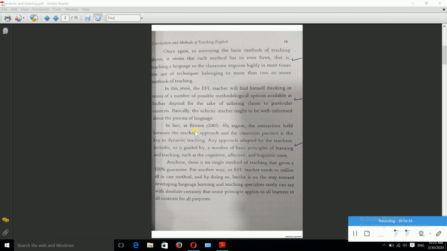In fact, as Brown argues, the interaction held between the teacher's approach and the classroom practice is the key to dynamic teaching.